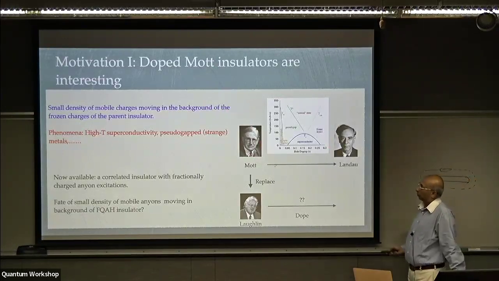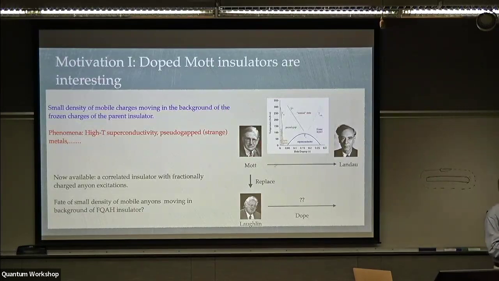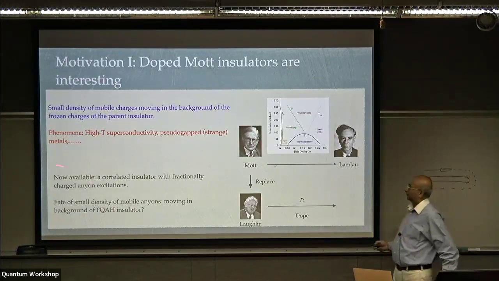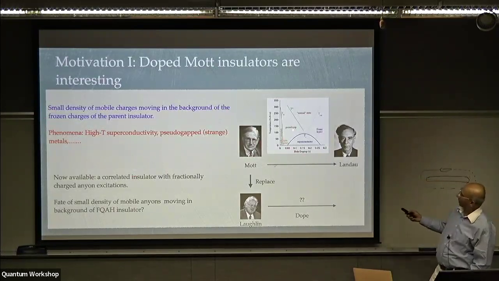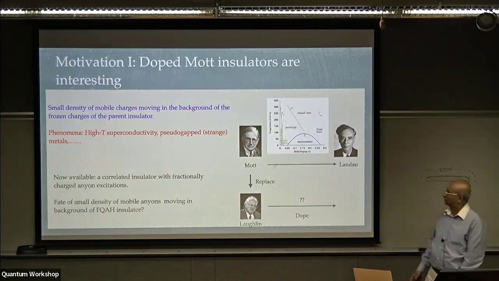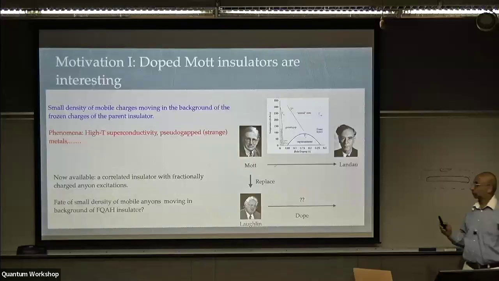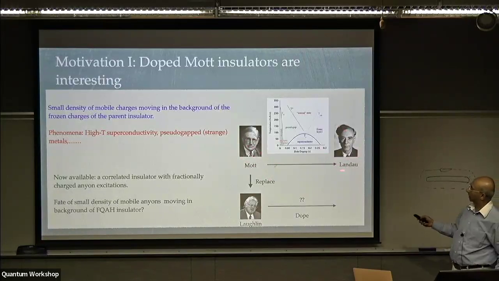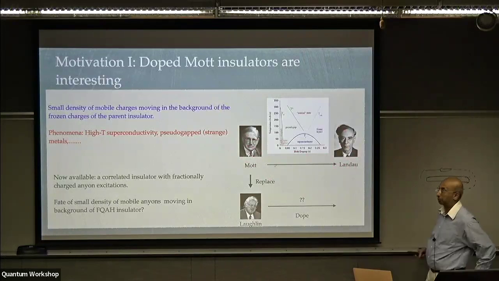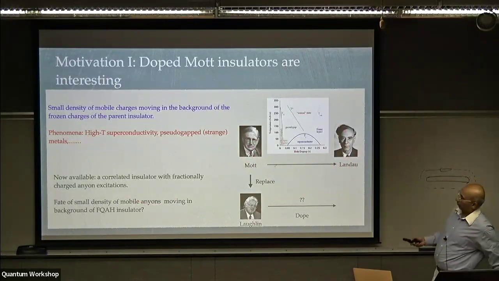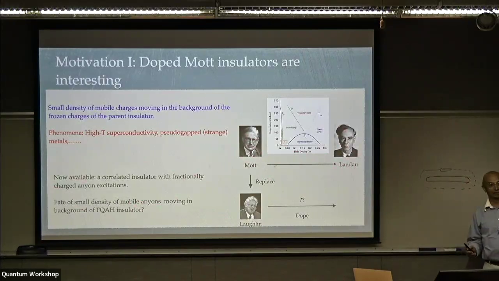And so the real problem with the doped Mott insulator is that we have a small density of mobile charges that are moving in a background of mostly frozen charges, right? And we get high-Tc superconductivity, we get pseudogaps, we get non-Fermi liquids, and so on and so forth. And the entire problem of high-Tc superconductivity can be thought of as a fight between Mott and Landau, right? Mott wins here and Landau wins here, and they somehow have to meet in the middle and come to a compromise, right? So now what we have available to us is a correlated insulator with fractionally charged anyon excitations.